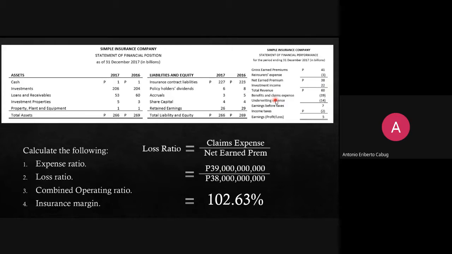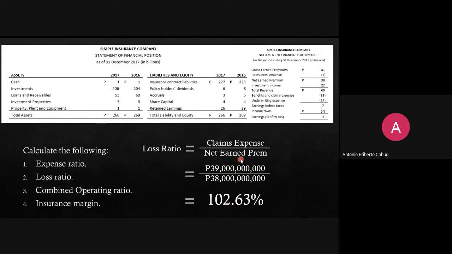So, how would we evaluate this? This is a tough year. Ang daming namatay ata, no? If this is a life insurance company, napakaraming namatay, no? Mas mataas yung binayaran natin kesa doon sa nakuha natin na premium, net of reinsurer's expense.